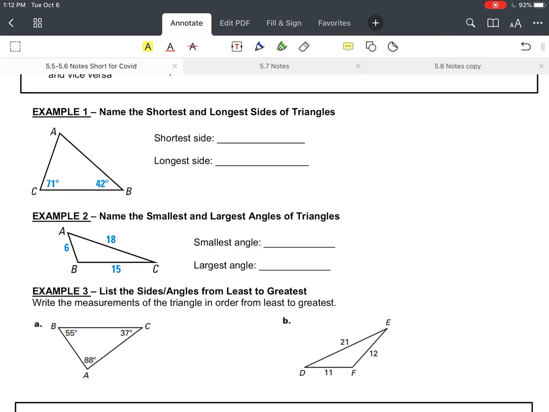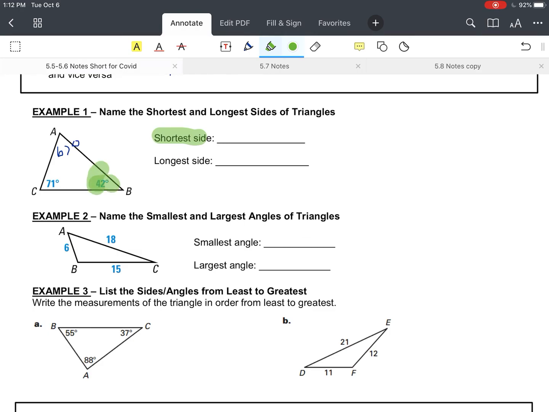So here in example 1, they told me angle C is 71 and angle B is 42. They didn't tell me what angle A is, but I can find it. Remember, all three angles have to add to 180, so angle A would be 67 degrees. So 67 plus 71 plus 42 equals 180.